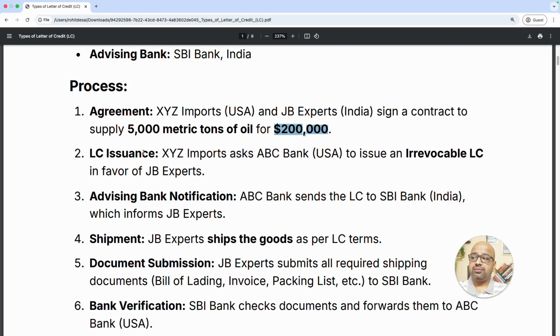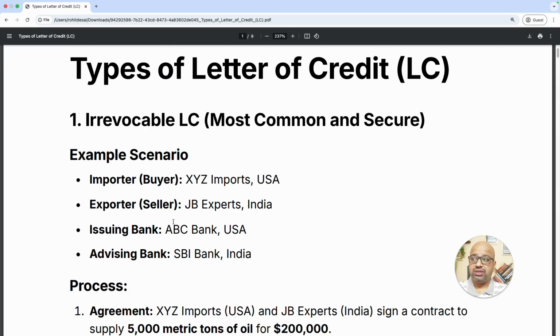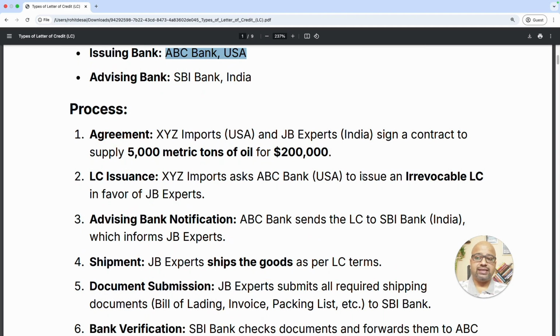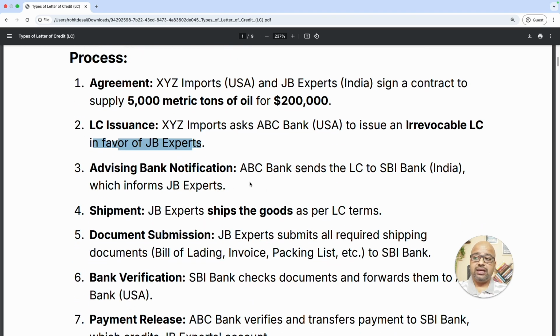When it comes to this, XYZ Importer asks ABC Bank, the issuing bank, to issue the LC. They will issue an irrevocable LC in favor of JB Experts. Then that LC copy or a draft of that LC copy will come to SBI Bank, whose information I have already given, which then informs JB Experts that they have received the notification.